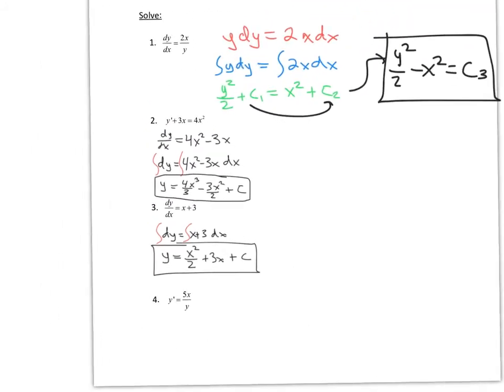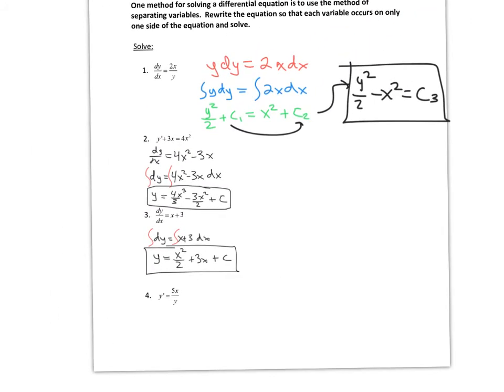So most of these problems are either like number 2 and 3, where the separation of variables is really just get all the x's on the right side, or number 1, where we had to get the y on the left and the x on the right, okay, and we ended up with an x squared and a y squared.